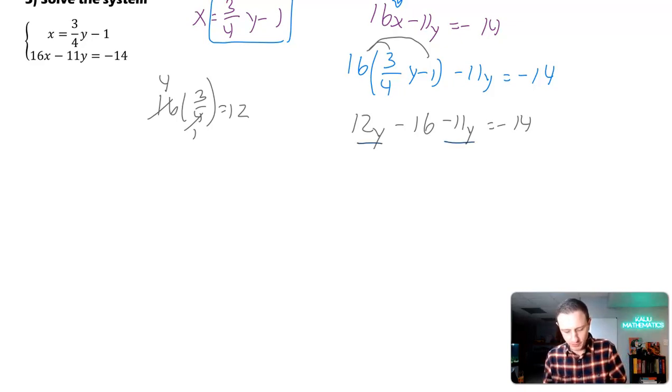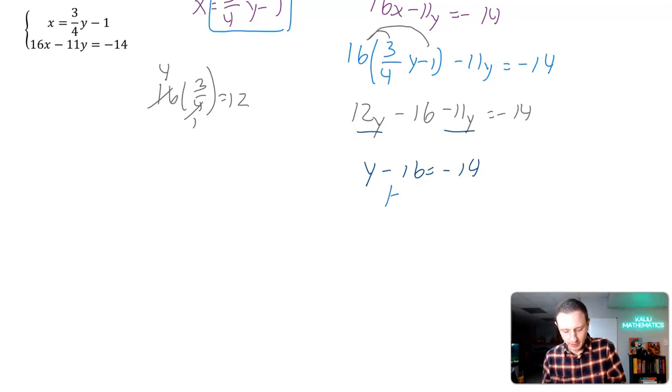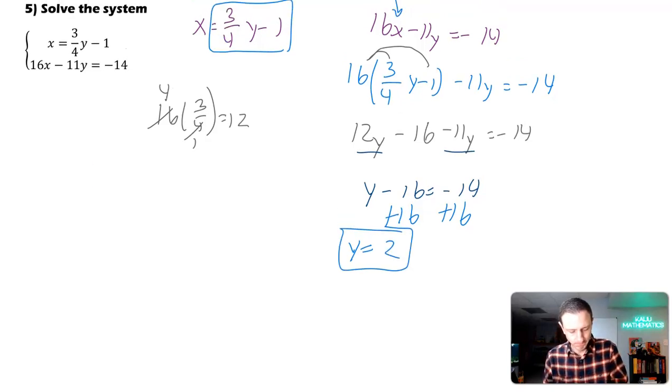Combine like terms, 12y minus 11y is 1y minus 16 equals negative 14. And then add 16. So we get y equals negative 14 plus 16 is 2. So I have my y value of 2.